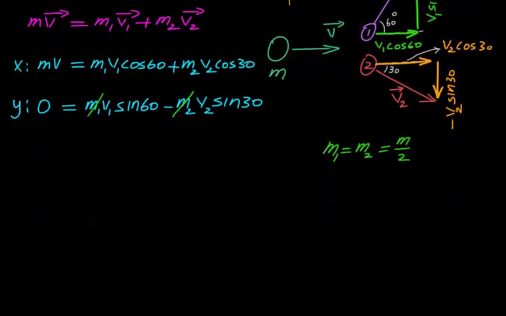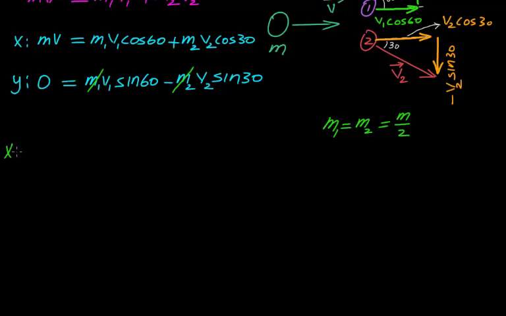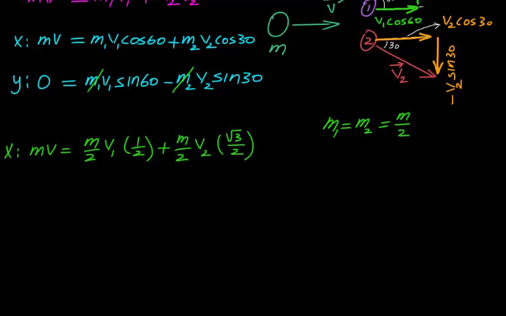Now let's substitute for the known quantities. X component first. You have m times v equals, instead of m1 I'm going to put m over 2, v1 cosine 60 is 1/2, plus, instead of m2 I'm going to put m over 2, v2 cosine 30, that's square root of 3 over 2. The mass here is going to cancel.